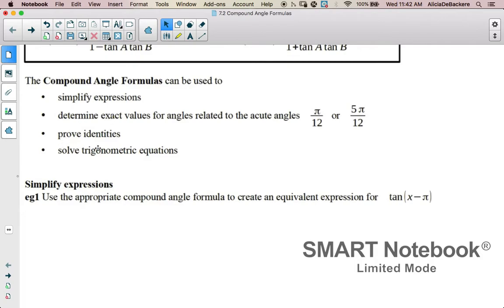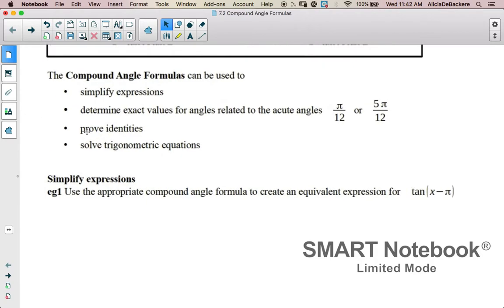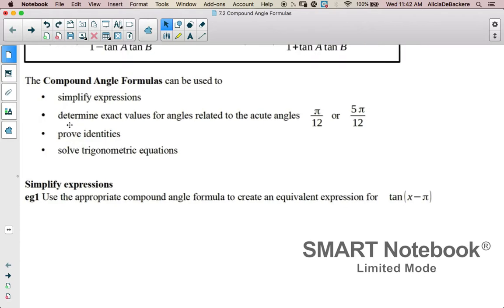We can use this to prove identities. So other statements that are true for all values of theta. And then the last thing we can do is use them to solve trigonometric equations. We're going to look at some examples of all of these things. I'm going to save solving trigonometric equations for section 7.5 and 7.6, so we'll come back to that.